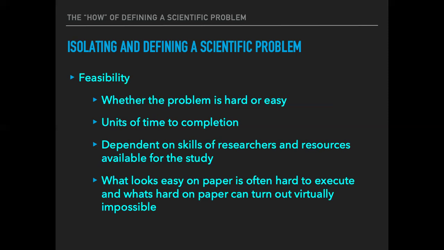The units of time to completion are very critical, dependent on the skills of the researcher and the resources available for the study. And what looks easy on paper is often hard to execute, and what's hard on paper can turn out virtually impossible. A very small thing that you say, okay, we'll include BMI, and you will be struggling to get the weight and height of every patient. Once you start doing the study, you will realize you've missed quite a few patients. They had to be excluded because you did not have the BMI.